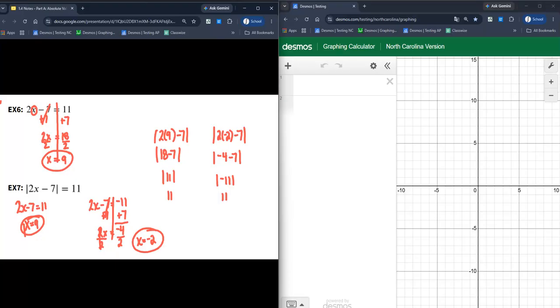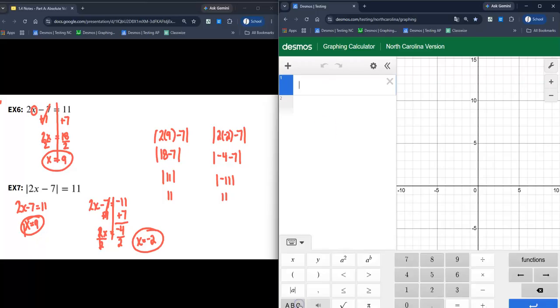Let's check our work with Desmos. If you were in the North Carolina version of the graphing calculator, then for your absolute value bars you have to click right here, and they're right here. So absolute value of 2x minus 7 equals 11. It won't do it for you. It'll give you an error.